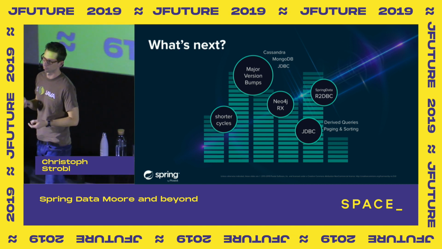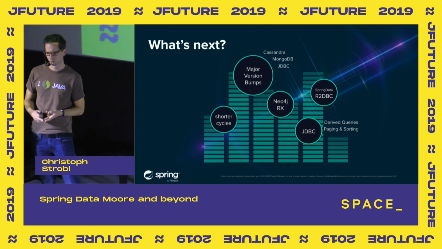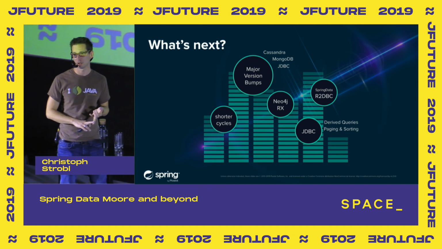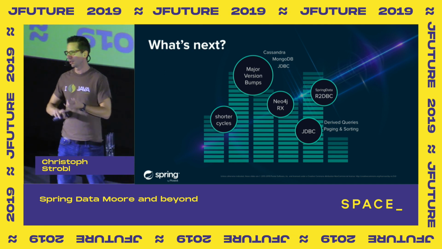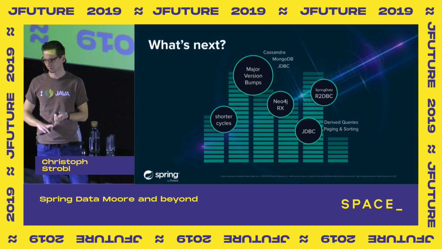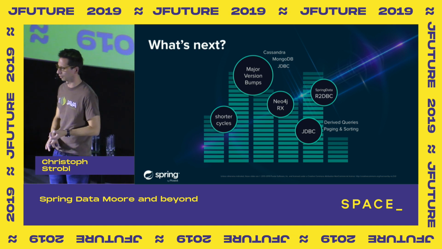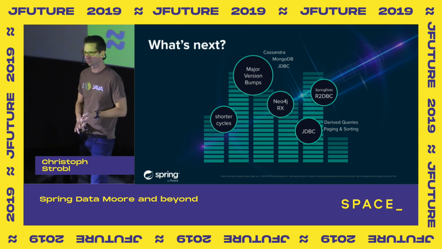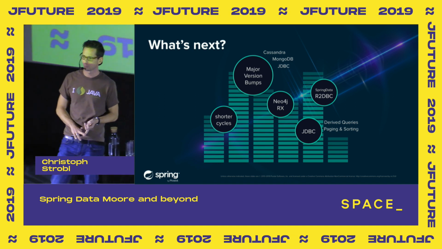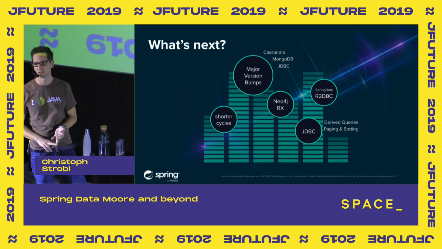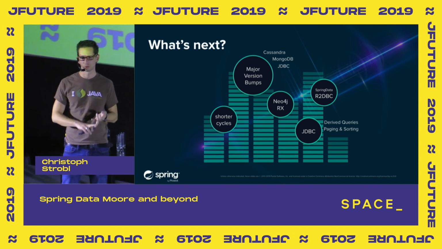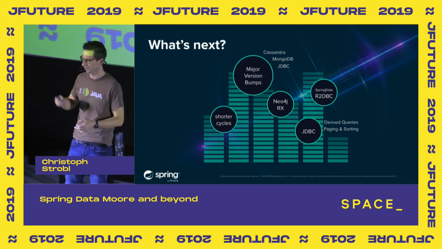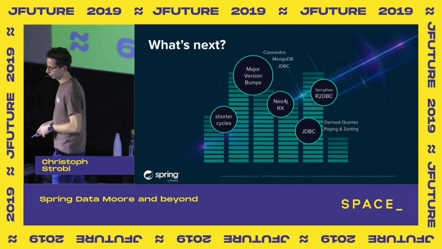This will concern basically Cassandra with 4, MongoDB with a new driver, and JDBC. An interesting project will be Neo4j RX. So Neo4j is already exploring and investing into a reactive driver. So there will be something. JDBC will add, hopefully, paging and sorting and derived query support, and there will be Spring Data R2DBC based on the reactive support that R2DBC brings to SQL stores for, let's say, Postgres and whatnot.